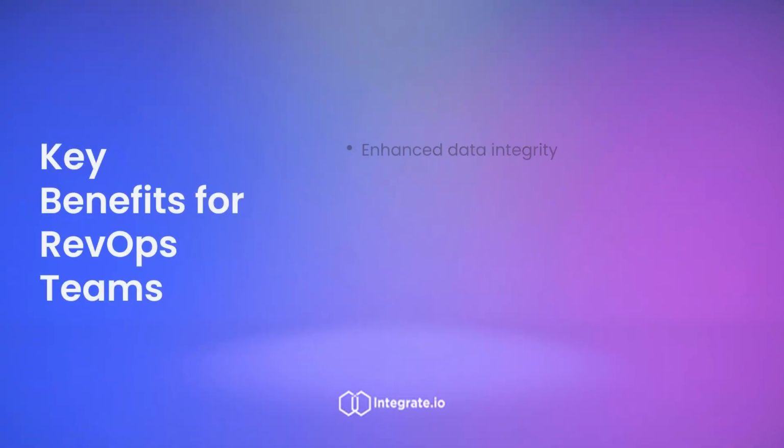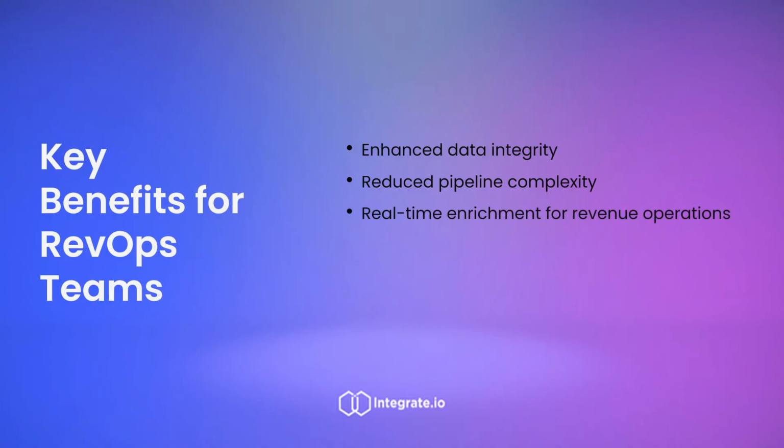For RevOps teams, data integrity is everything. Lookup mapping simplifies your workflow by eliminating the need for multi-step transformation logic. By enriching data midstream, you ensure that every record hitting your CRM is already populated with the context your sales team needs to close deals faster.